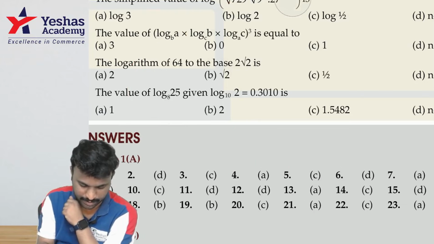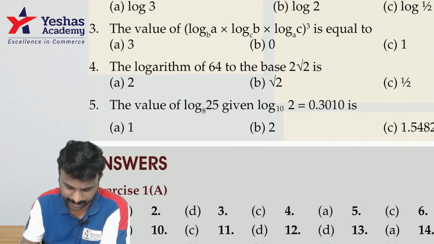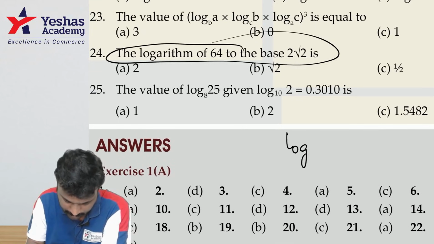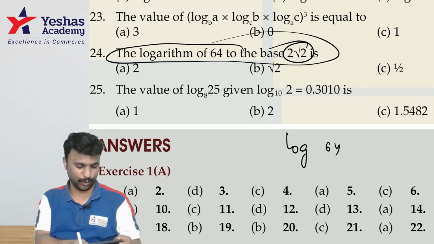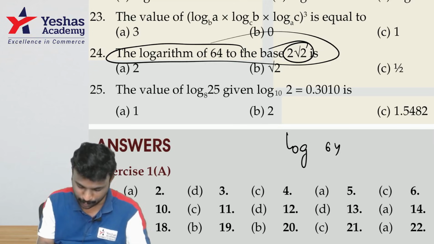Guys, next question, that is question number 24. Guys, similar questions we have already done. So how do I write this mathematically? Log 64 to the base 2 root 2. First of all, find the value of 2 root 2. Type 2, press the root into 2. What's the result of that?